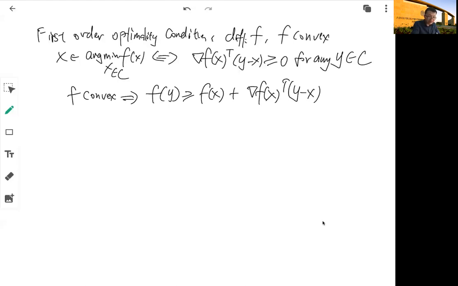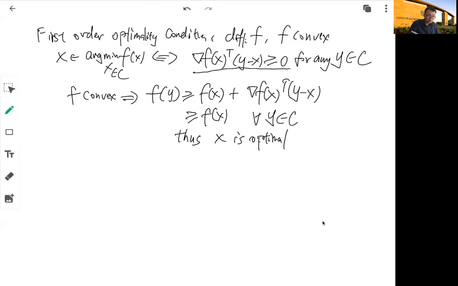Now let's apply this condition here, which allows us to say that this is always larger than y, and since this is true for any y, thus x is optimal. Okay, so I've proven the right hand side to the left hand side, and I'll leave the left hand side to the right hand side as an exercise.